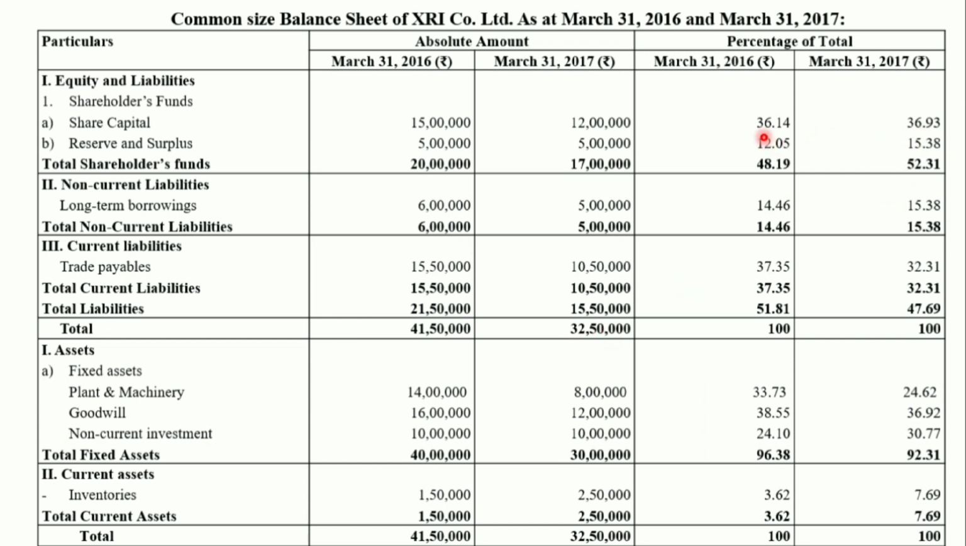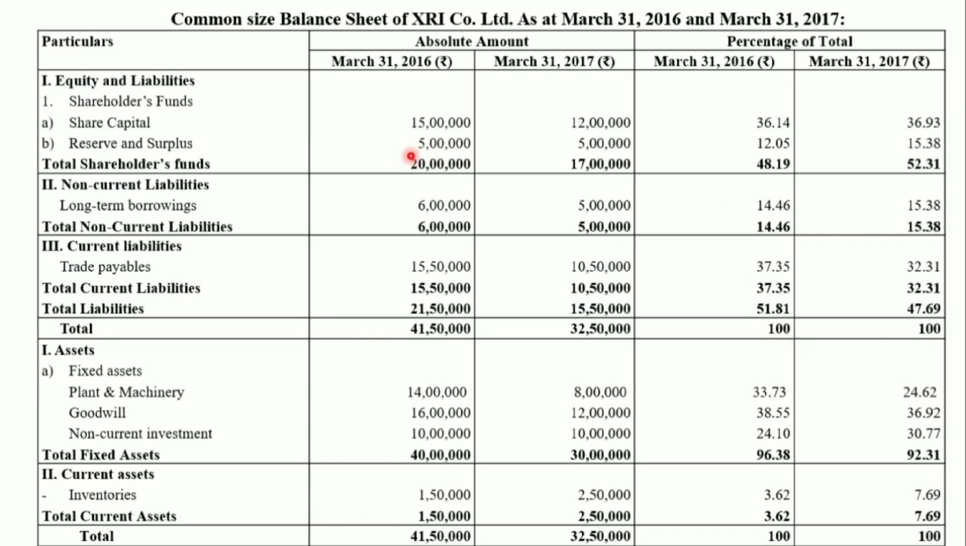Share capital for the year 2016 is 36.14% of the total liability of that year. Similarly, for 2017, the share capital is 36.93% of the total liability. Okay. Now, reserve and surplus again 12.05% and 15.38% of what? Total liability of the respective year only.